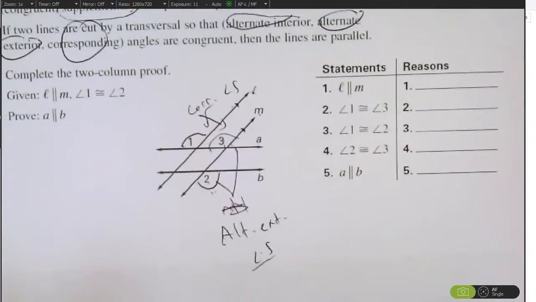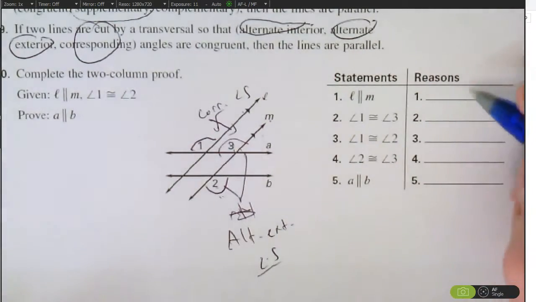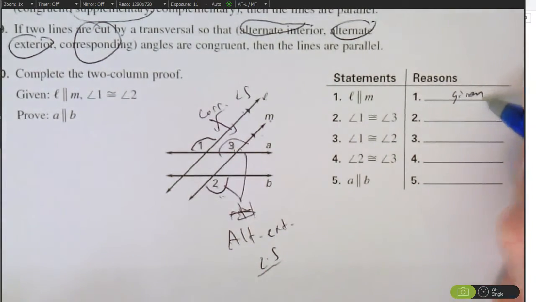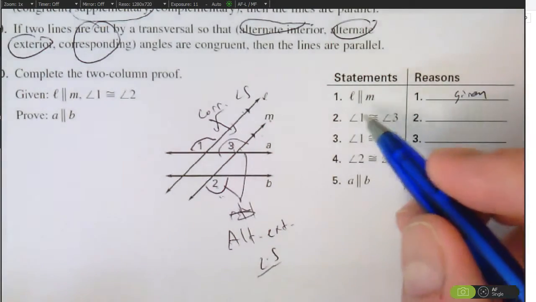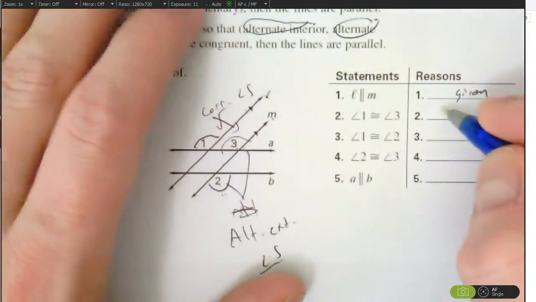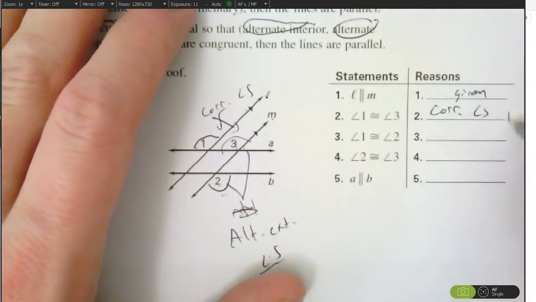So now it's just a matter of kind of going through and saying that. So why do I know L and M are parallel? Well, it's given. Why do I know that 1 is congruent to 3? That is the corresponding angles postulate. Oops. Okay.